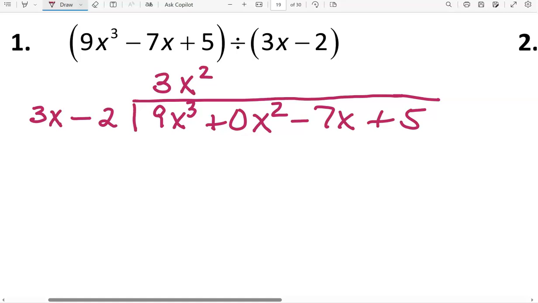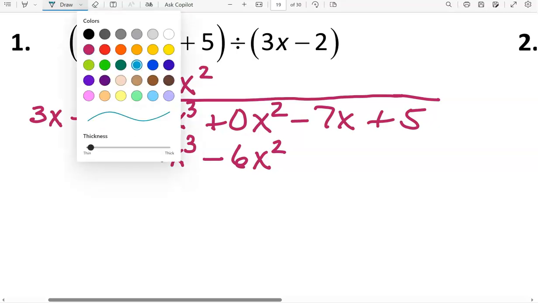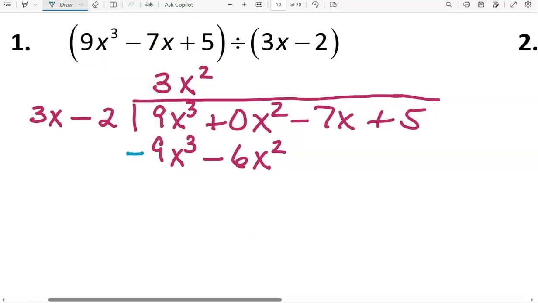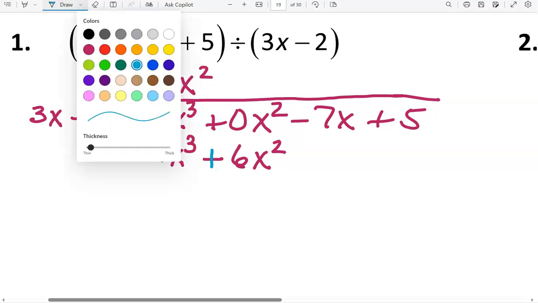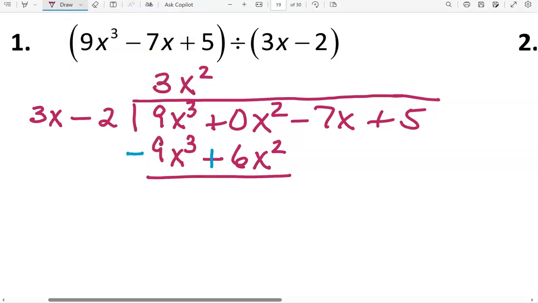Next step is to multiply 3x squared by the entire divisor. 3x squared times 3x is 9x cubed. 3x squared times negative 2 is negative 6x squared. Next, we're going to change the signs on the multiplication that we just did. First term to negative, second term to positive, and add. And we get 6x squared minus 7x plus 5. You can just bring down all the terms if you wish.